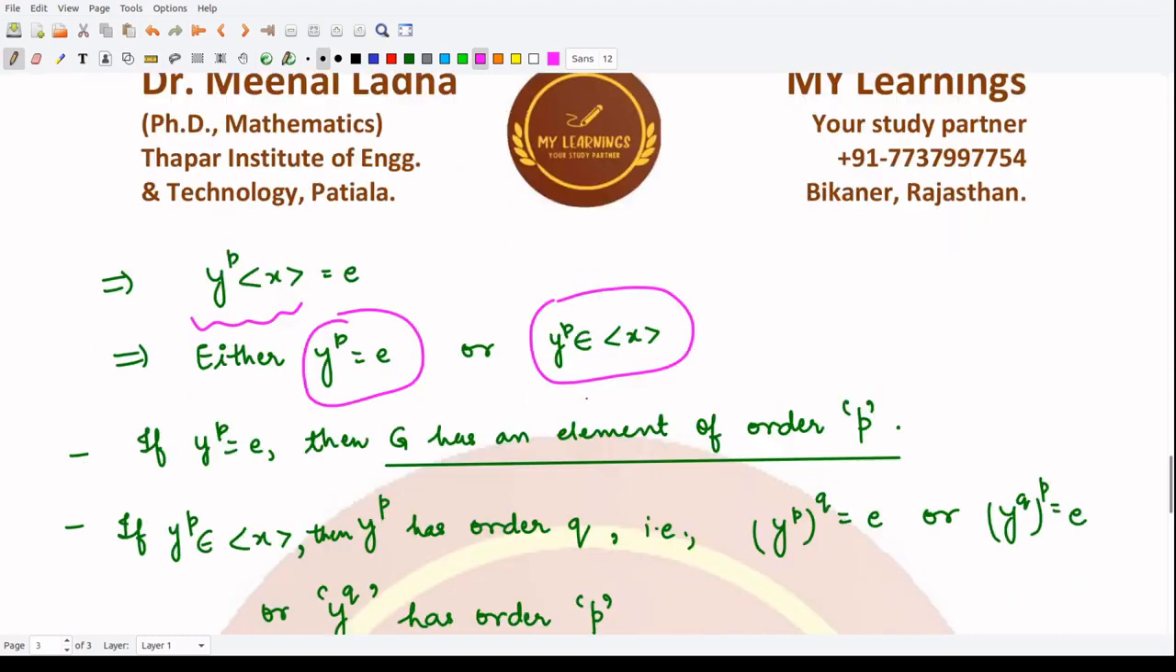If y raised to power P belongs to the subgroup generated by x, that means y raised to power P has order Q. Why? Because the order of this subgroup is also Q, and any element within it would have the same order, right? So you can write (y raised to power P) raised to power Q is equal to E, because y raised to power P has order Q, right? So you can shuffle the powers like this, (y raised to power Q) raised to power P. So that means now y raised to power Q has order P, right?